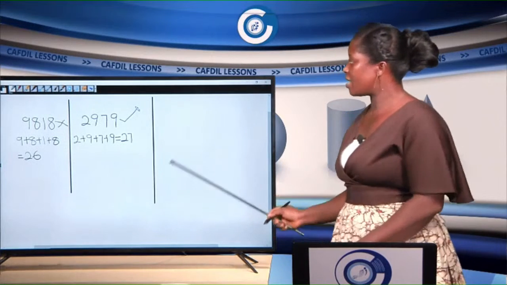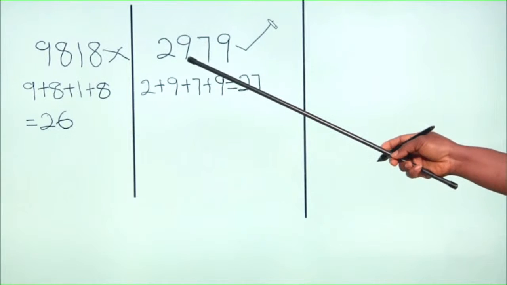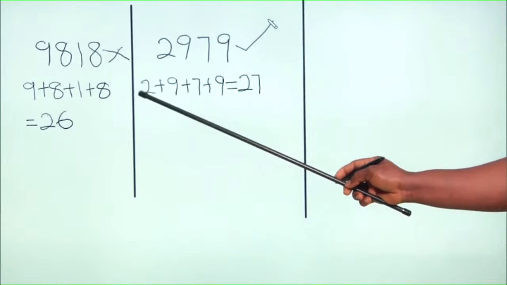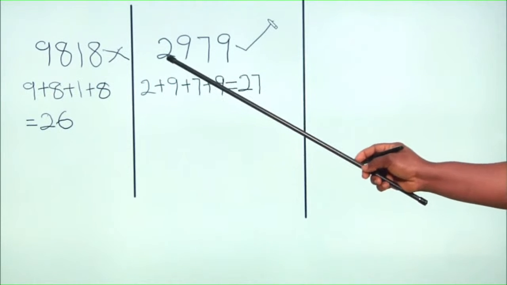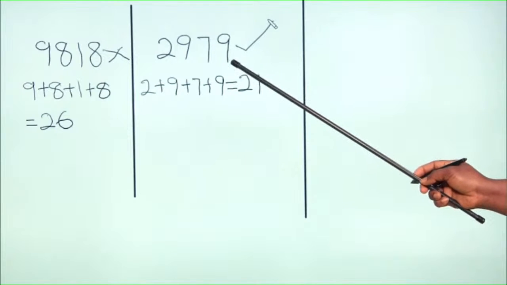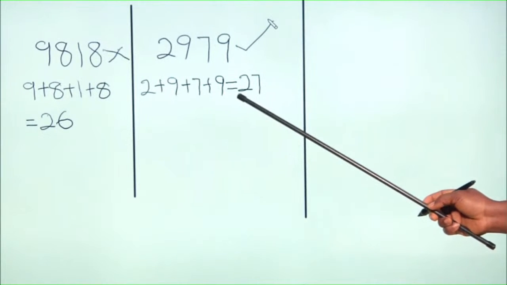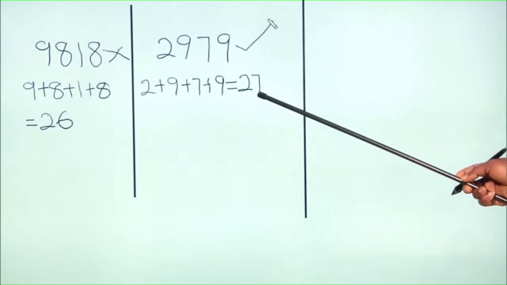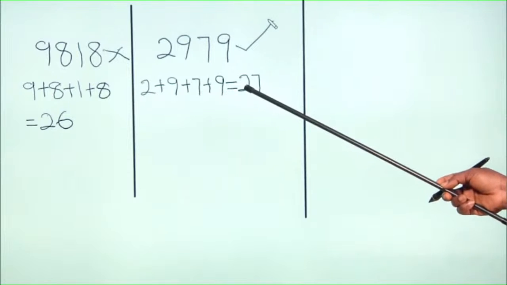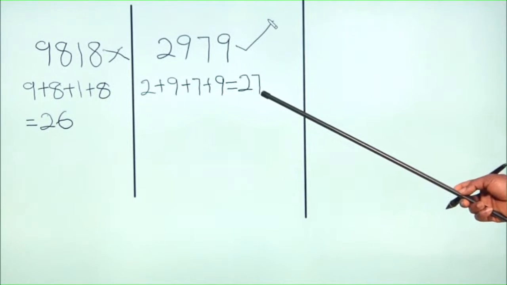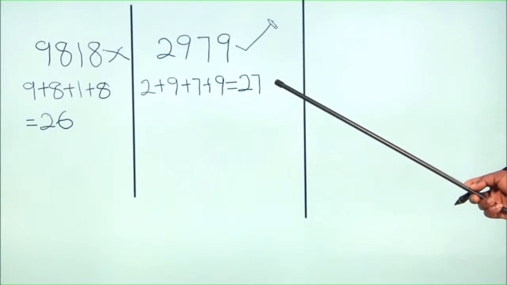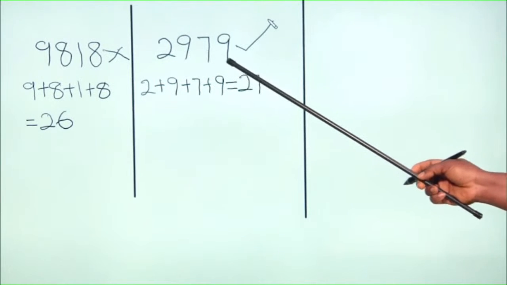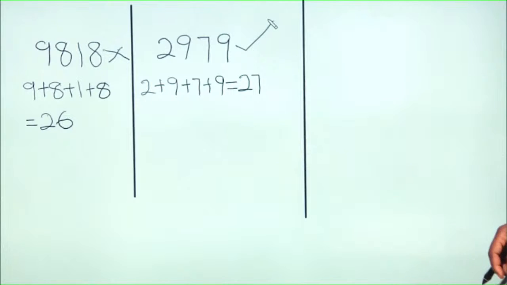We wanted to check if 2,979 is a multiple of 9. So we added all the digits. The digits are 2, 9, 7, and 9. So we added everything. We had 27. We wanted to check if 27 is divisible by 9. So when you add 2 and then 7, 2 plus 7 is 9. Yes, 9 is divisible by 9. Therefore, 2,979 is divisible by 9.